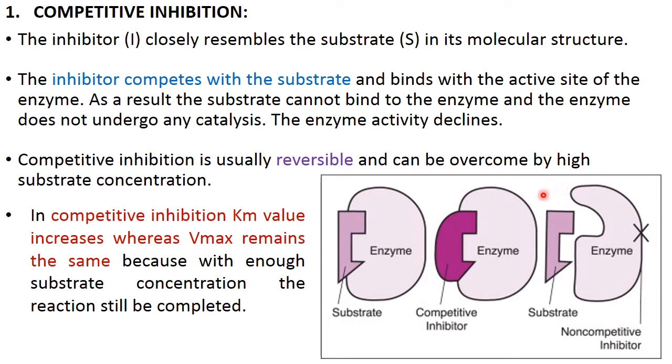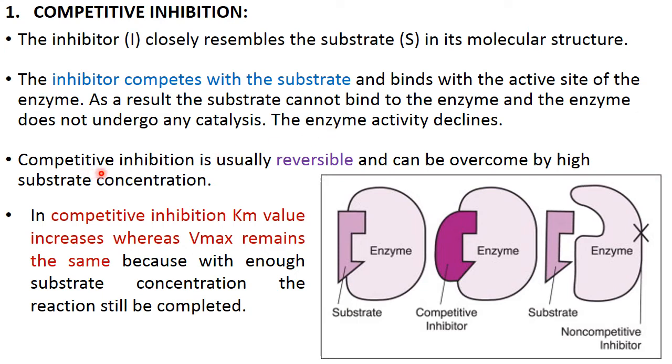So this diagram is about competitive inhibitor. So that's what we are saying. The inhibitor competes with the substrate. Initially what we said, that the inhibitor I, that we have denoted as I, closely resembles the substrate in its molecular structure, and because of that the inhibitor competes with the substrate and binds to the active site of the enzyme. As a result, the substrate cannot bind to the enzyme and the enzyme does not undergo any catalysis.